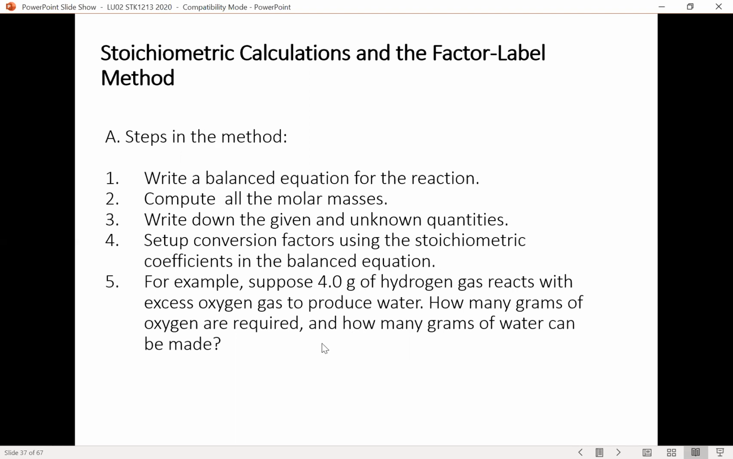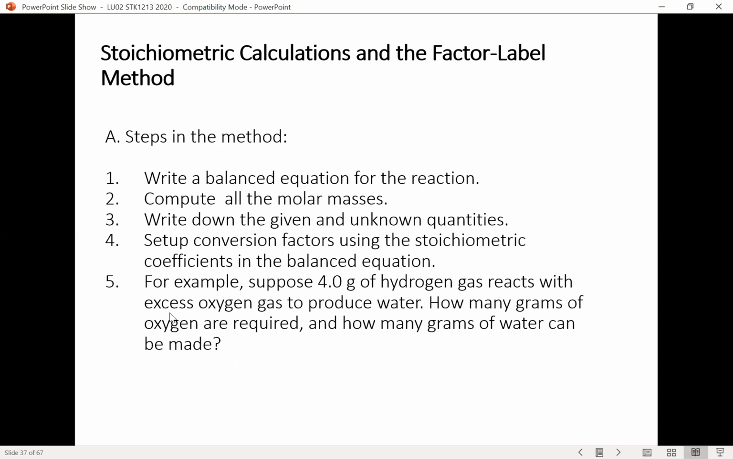Okay. Now look at this example. Suppose you have 4 grams of hydrogen gas reacting with excess oxygen gas to produce water. How many grams of oxygen are required and how many grams of water can be made? From this question, it's not giving you any chemical reaction or any chemical equation. So what you do is you have to identify that when we talk about hydrogen gas, it's always H2 and oxygen gas is always O2.